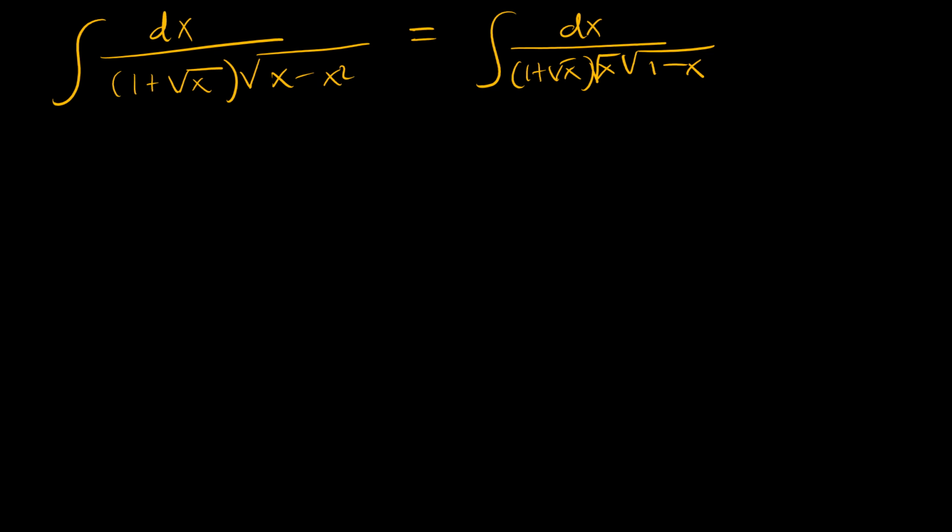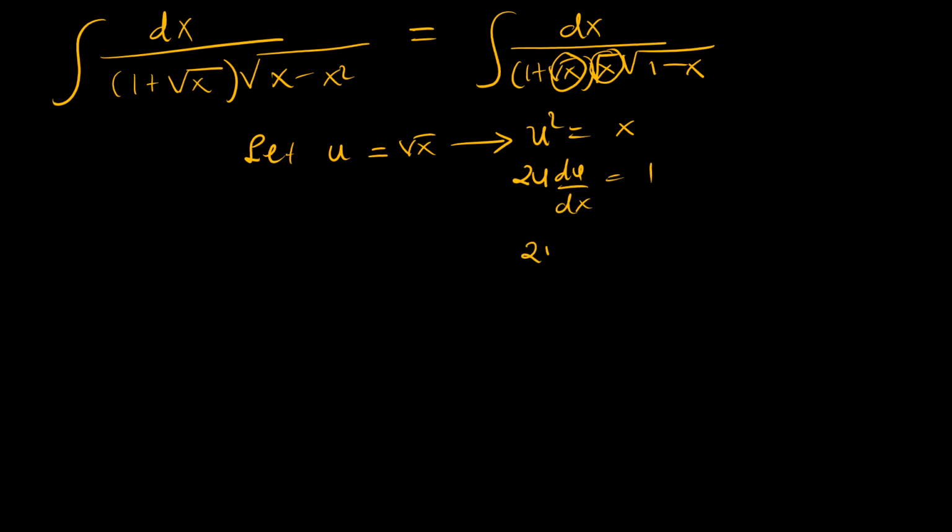Then the next thing is we want to substitute this ugly part off, and I would just say let u be equal to the square root of x such that u squared is equal to x, and then the derivative 2u du dx equals 1. Therefore we can substitute for dx with 2u du.